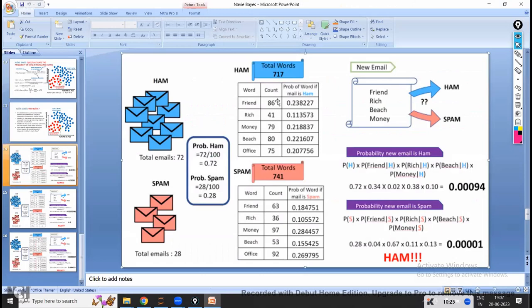For whichever ham data is there, within that, how many times is friend counted in total? The same for the rich word, money word, beach word, office word. Assume that 5 words are there and these 5 words are repeated like this. Got the point? Is that clear?